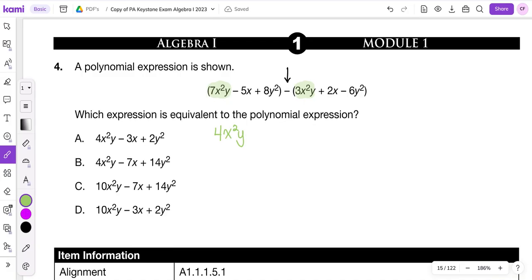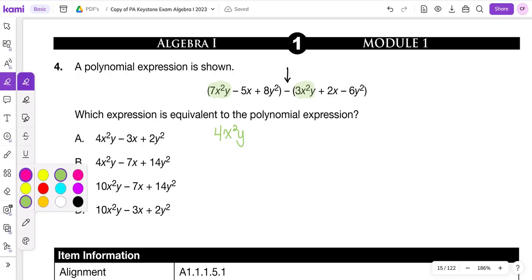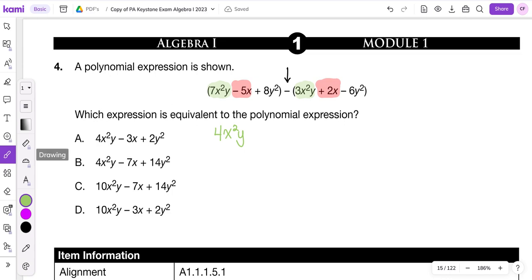Then the next like term here, in red, are the ones with x's and just an x. Specifically, x to the power of 1's. In red on the left, we have the negative 5. In red on the right, we got the 2x. The minus sign in the middle tells us what we're doing with those two. And we have negative 5x minus 2x. That gives me a negative 7x. Once again, not changing the little numbers, the exponents, just the leading coefficients.